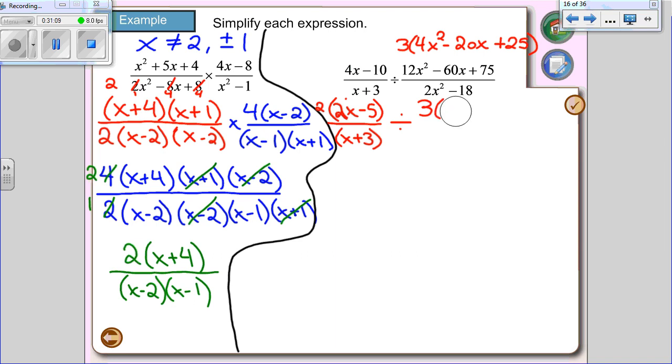Divide by. On the bottom, you can take a GCF out. The GCF you can take from the bottom would be a 2. So this thing would become 2x squared minus 9. I took a GCF of a 2 out of that bottom, and I rewrote it on the bottom for you to see.